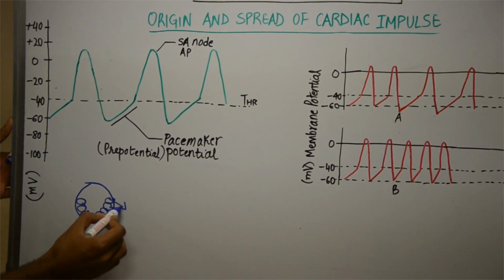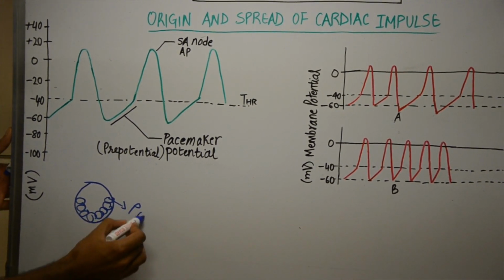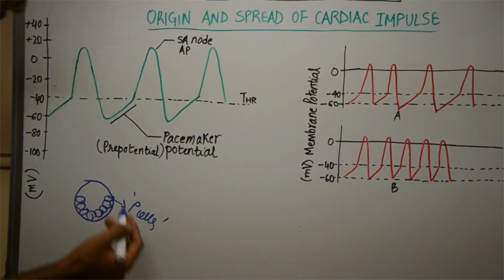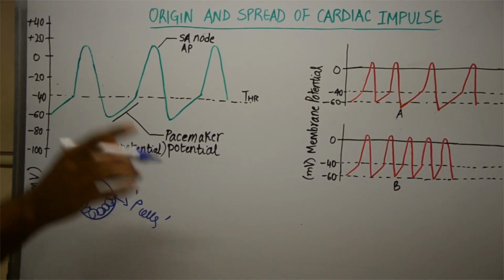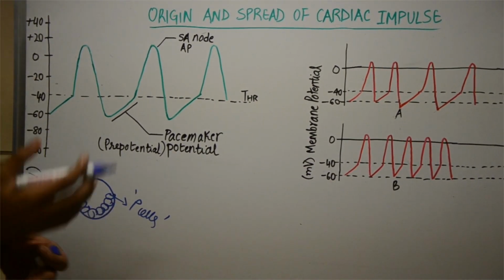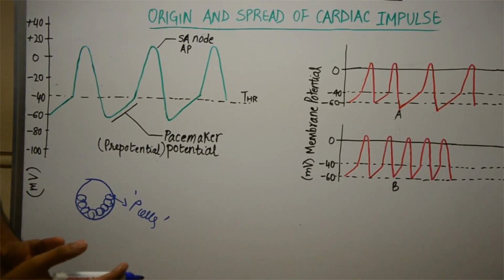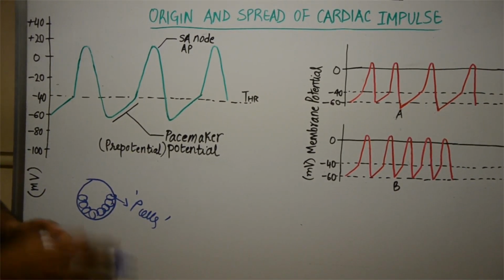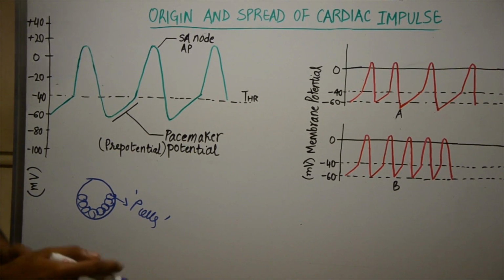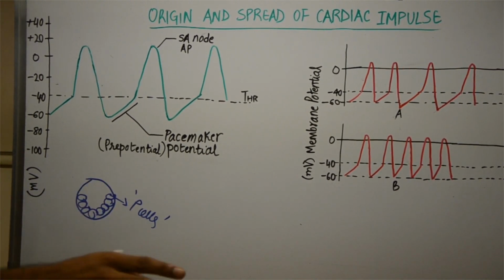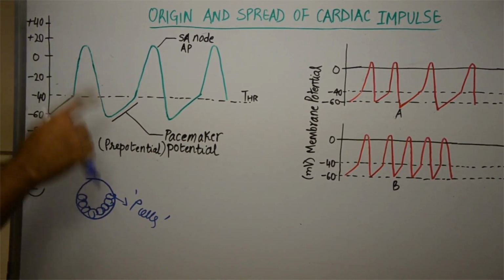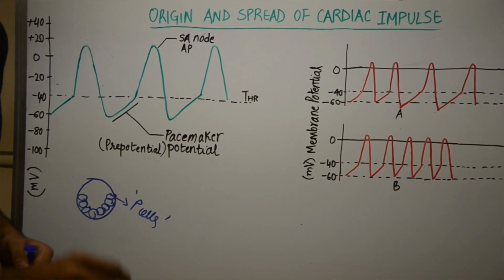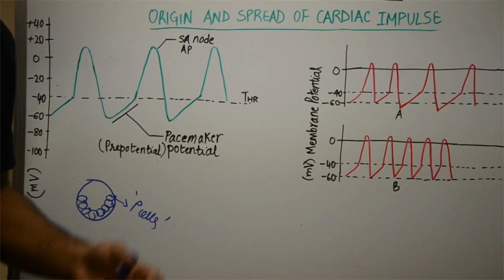Now these cells are known as P cells, P for pacemaker. Now the SA node produces or generates the cardiac impulses. It means that it forms action potentials, right? We've discussed in detail how an action potential is formed. The difference between a normal action potential and the action potential in the SA node is that the SA node does not require an external stimulus. It has the property of autorhythmicity.